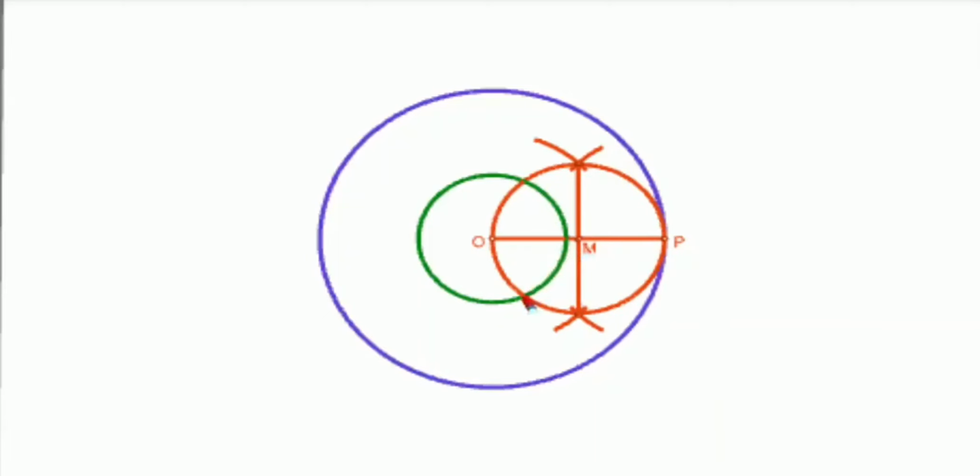Wherever the green circle and red color circle intersect, name those intersection points as point A and point B. Join PA with a scale, which is the tangent, and join points P and B with a scale, that is also a tangent. In this way, we get two tangents to the inner circle, which is green color, from point P, which is there on the outer circle. Correct? And we complete our construction here.